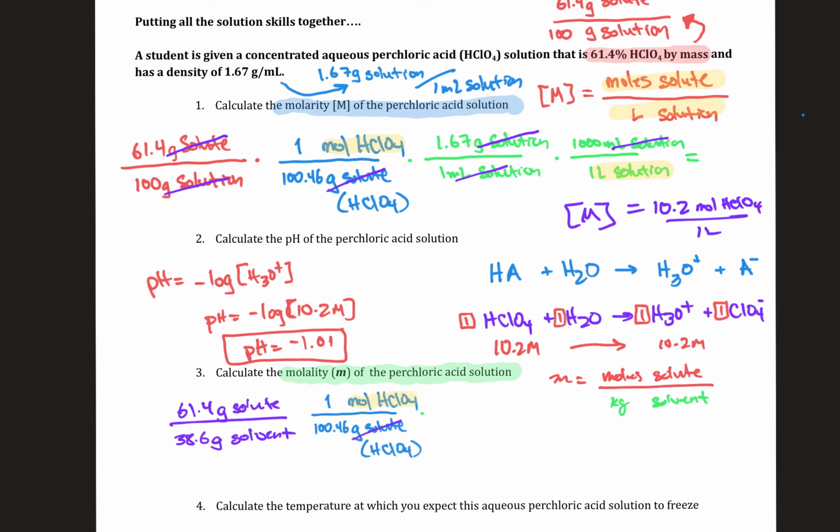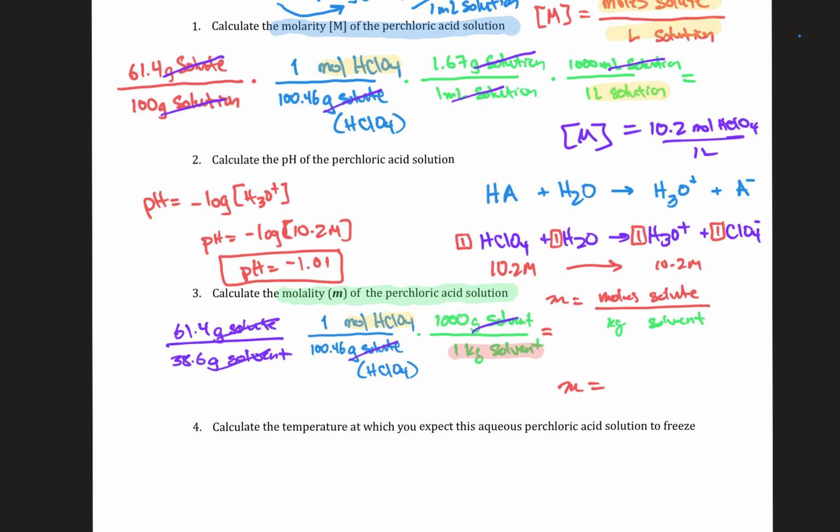So from above, I'm going to take that 1 mole of perchloric acid is 100.46 grams of perchloric acid, and I'm going to convert my grams of solute into moles of solute just like I did before. But now I don't want to get to a volume of solution. I want to get to kilograms of solvent. So that's an easy one step: 1,000 grams of solvent equals 1 kilogram of solvent. Focusing on my units, I can see that now I'm in the unit of moles of solute per kilogram of solvent, which is the unit of molality.